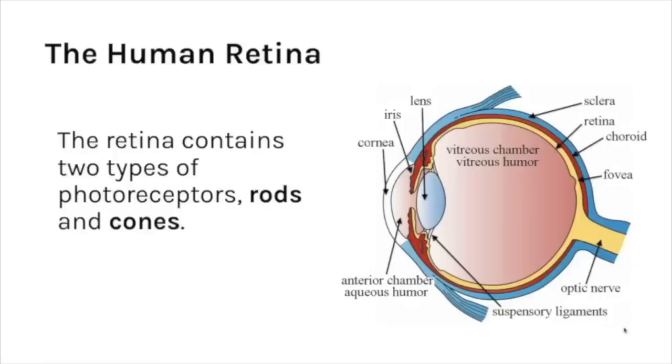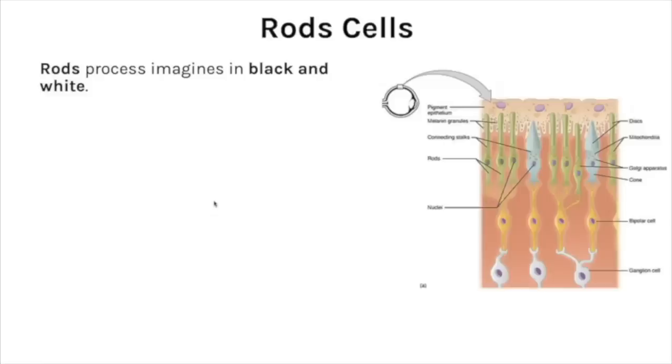The next 2 receptors are both found in the human retina, and these were the photoreceptors, rods and cones. Now, rod cells are named because of their shape. They are more rod-like in shape, and they can only process images in black and white.